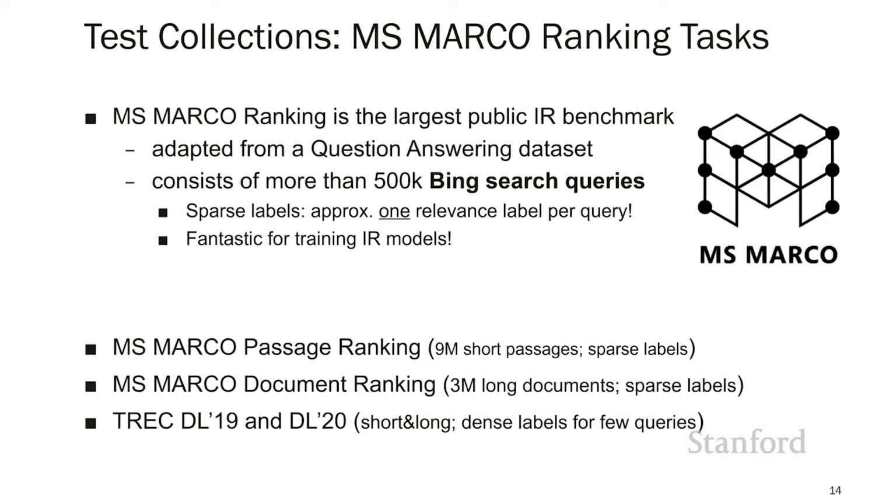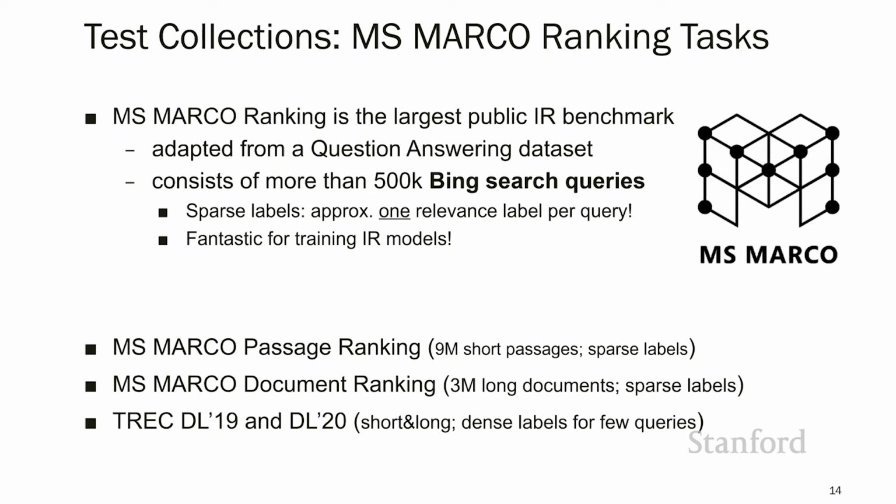It also turns out that sparse labels are not too bad for evaluation either, especially because of the size of the test queries. We can use many thousands of test queries and average our results across all of them to get a pretty reliable signal about how different systems compare.